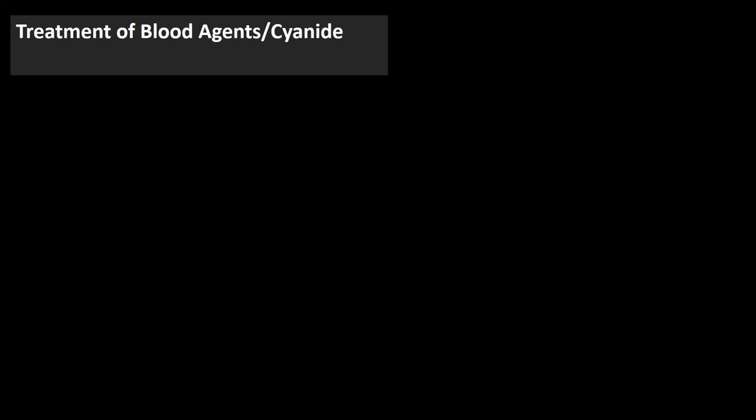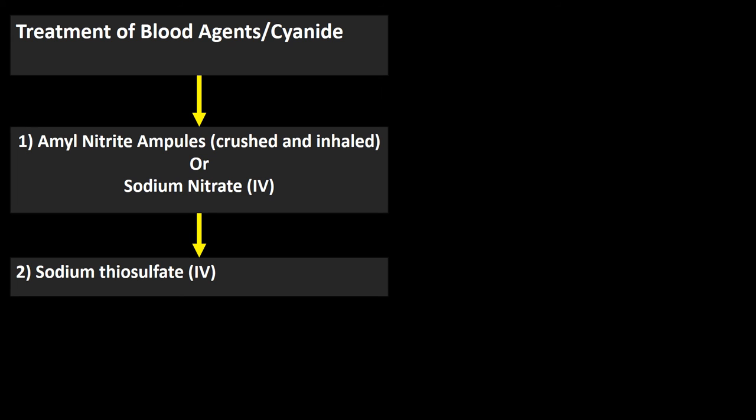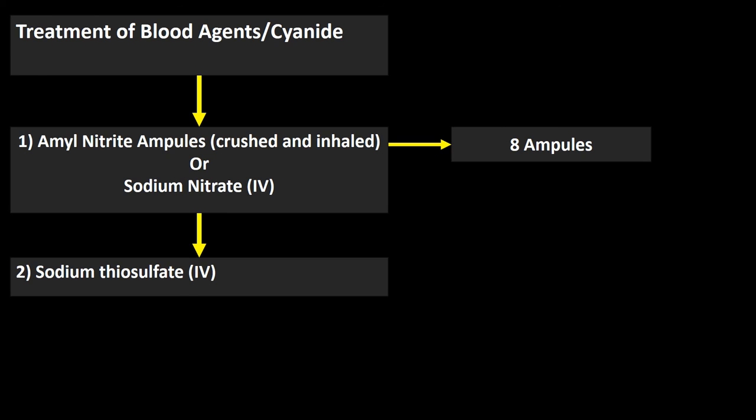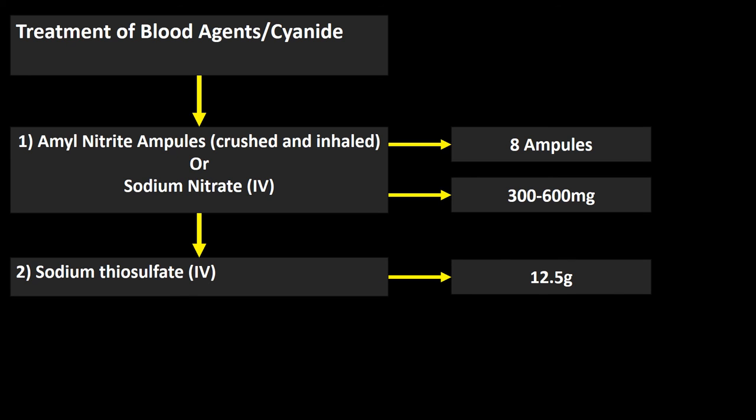Treatment for the blood agents and cyanides. First, we start with amyl nitrate ampules or sodium nitrate IV. Then, secondly, we need to give them an IV of sodium thiosulfate. The amyl nitrates, we can give two crushed ampules at a time. We have them inhale them until we've given up to 8 ampules of it. Our sodium nitrate IV, we can give 300 to 600 milligrams. Our sodium thiosulfate, we give 12.5 milligrams of that.